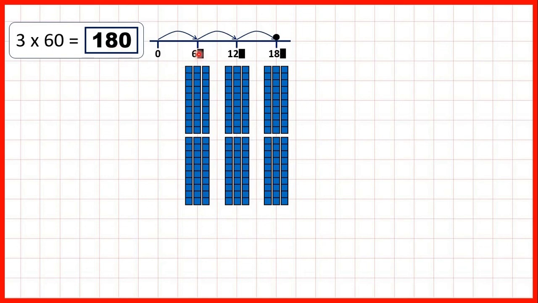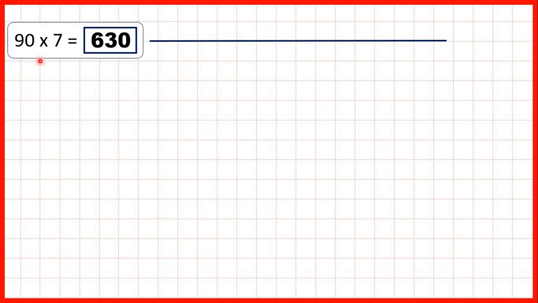Counting in steps of 60 is just like counting in steps of 6, but we have a 0 as our ones digit because 60 is 6 tens. Then we had 90 times 7.